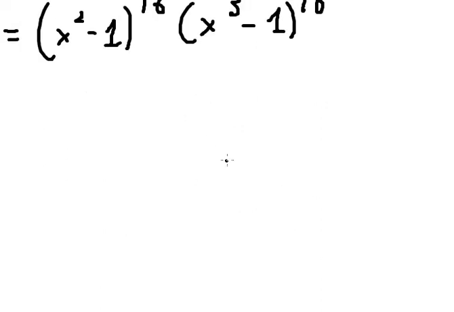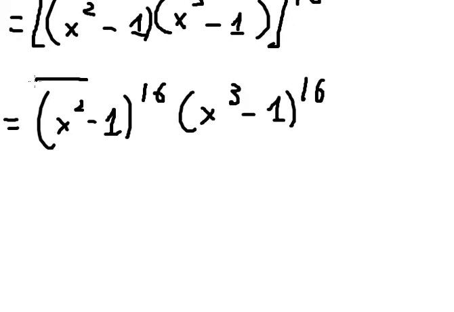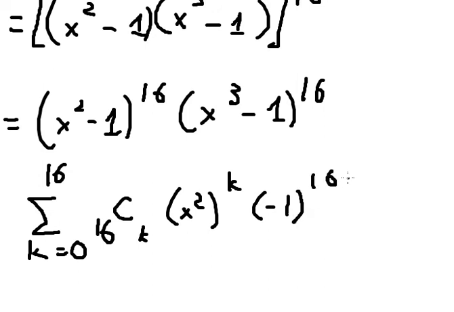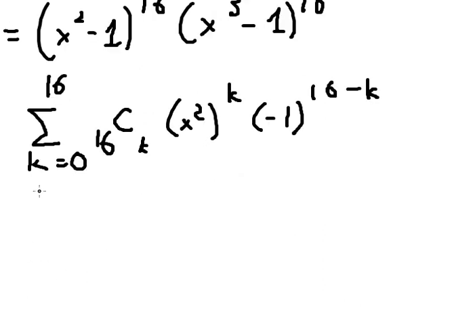Next, we can use binomial expansion. So I will consider this one first. And this one should be the summation k equals 0 to 16. And we have combination 16 k multiplied by s squared to the power of k with negative 1 to the power of 16 minus k. And for the second one, I will use t.